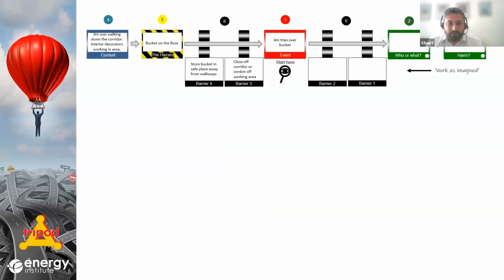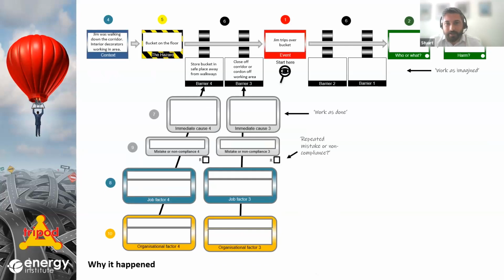The third part of the Tripod Lite diagram is why it happened. And this is what we call in Tripod the causation path. Now, I've only illustrated the causation path for the 2 barriers that I have, but obviously each barrier has a causation path in the real tool. And the causation path is split up into 4 boxes in Tripod Lite.